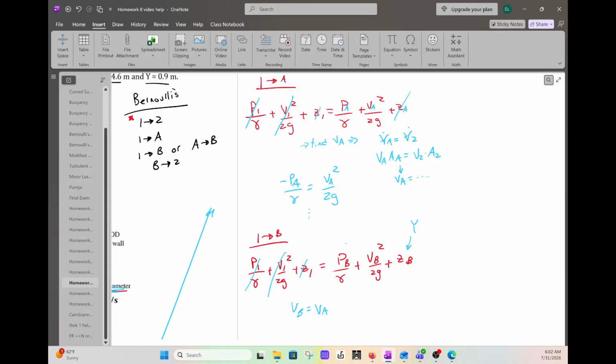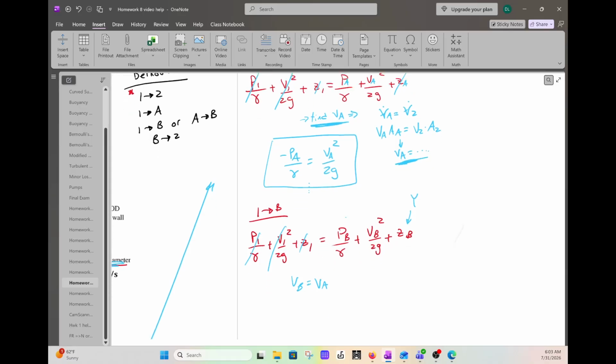Now, the tricky part is you have to find the velocity, and you know the flow rates are the same, so you can use V dot A equals V dot 2, and you can then solve for VA. Because the area, remember, the diameter got bigger, so the velocity is going to be different. And here is your final equation before you plug your numbers in. You can now solve for PA.